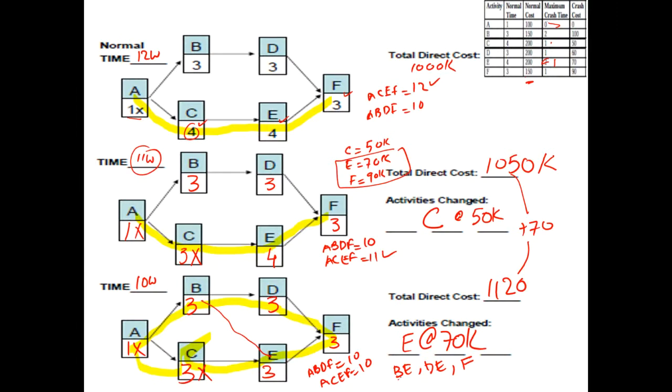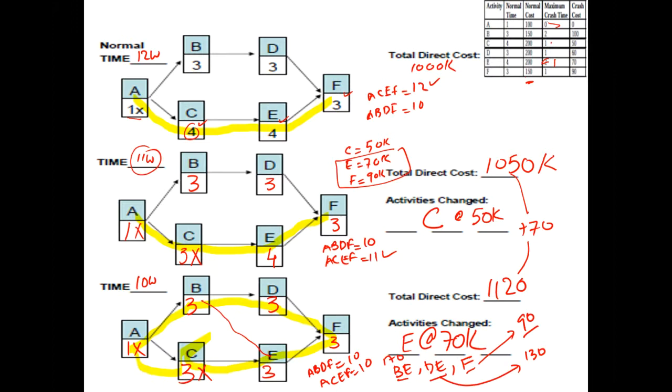So if we decide to crash BE, that is going to cost us 170. If we crash DE, it is going to cost us 130,000, and if we crash F on its own, it will cost us only 90. So the suggestion here is that if we crash F on its own, that is going to give us a better value. So we take a decision to crash F.